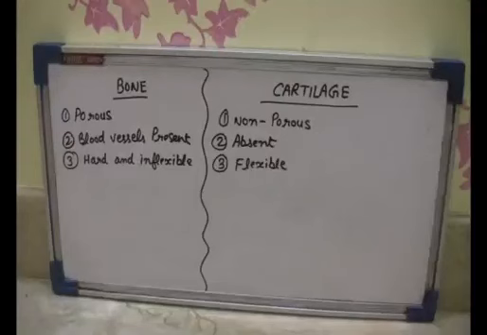Now we very well know about the bone and cartilage, but now we will do the difference between the bone and the cartilage. The bones are porous and the cartilage is non-porous. In the bones, the blood vessels are present, while in cartilage, the blood vessels are absent. Bones are very hard and inflexible, while the cartilages are flexible.